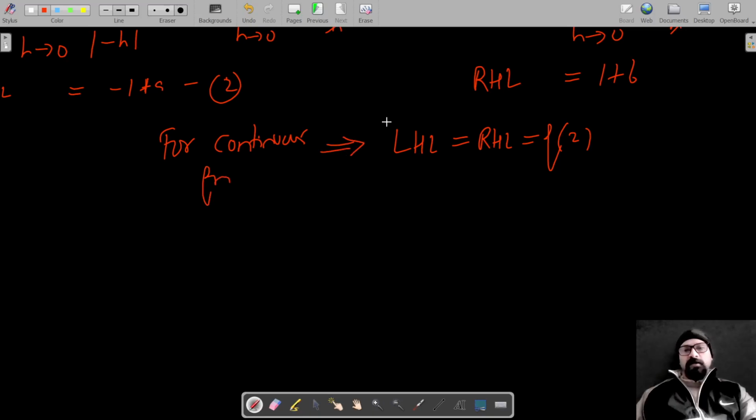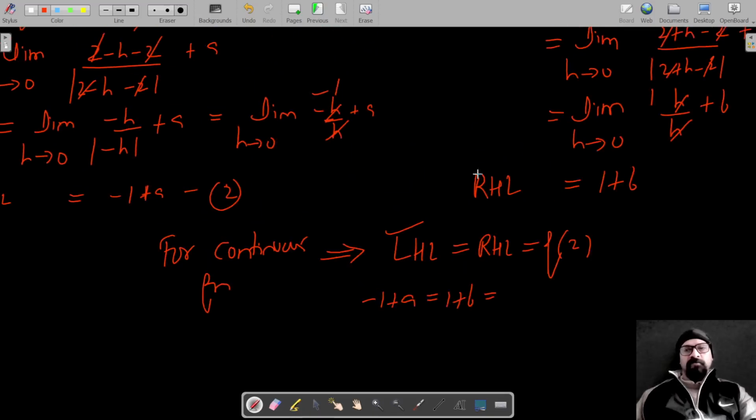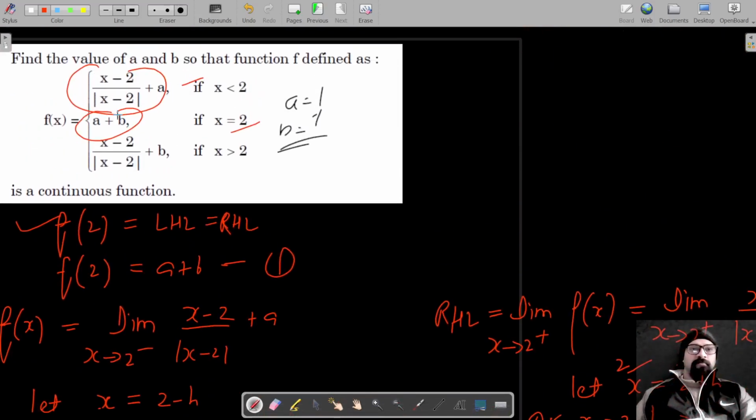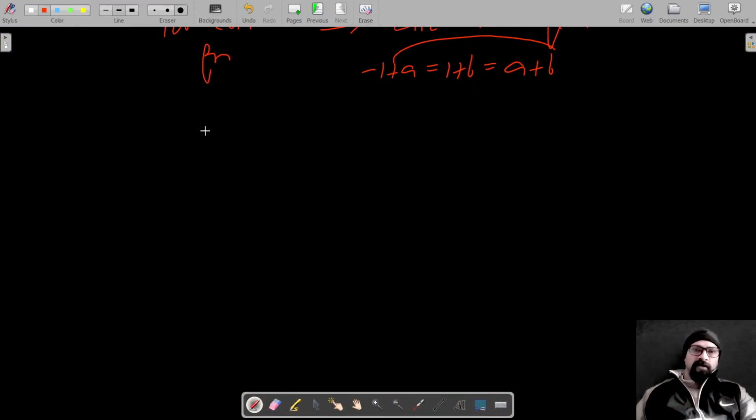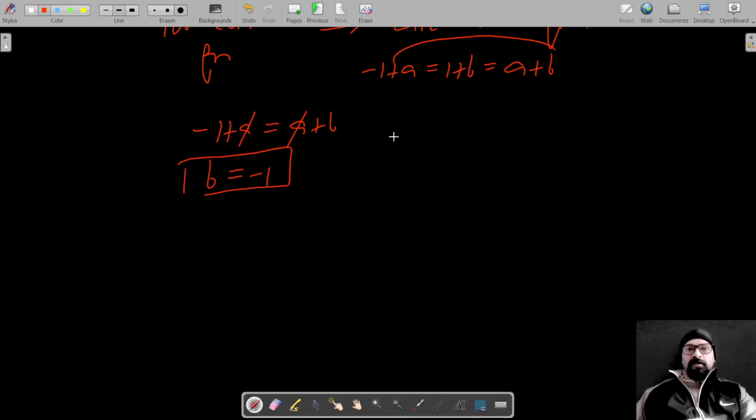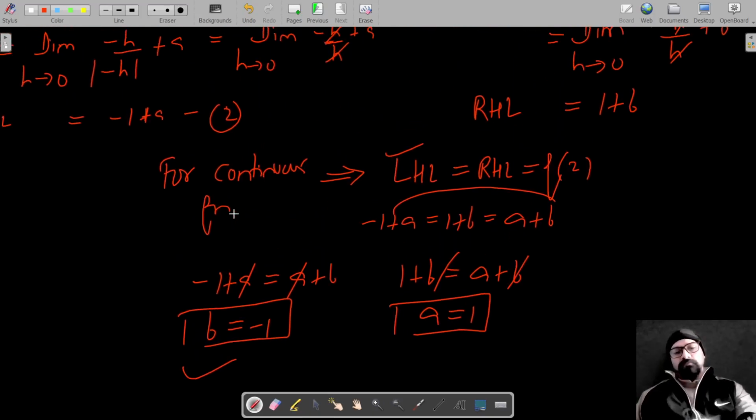For a continuous function, the left hand limit is minus 1 plus a, the right hand limit is 1 plus b, and the value of the function at 2 is a plus b. So let's equate them one by one with a plus b. Minus 1 plus a, if equated to a plus b, gives me b is equal to negative 1. And if I equate 1 plus b equal to a plus b, that gives me a is equal to 1. So a is equal to 1 and b is equal to negative 1 are the values of a and b.